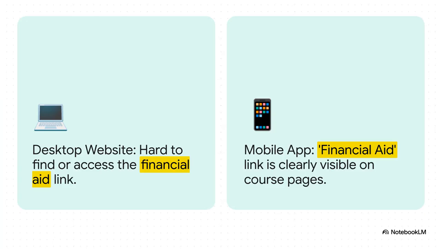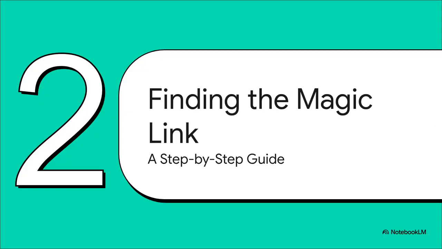Now, this is the main reason why so many people just don't know about this. If you're on your computer, the financial aid link is honestly pretty hard to find. But on the mobile app, it's right there, plain as day. It's almost like they want to make it easier for people who use their phones as their main way to get online. All right, so let's walk through this together, step by step.